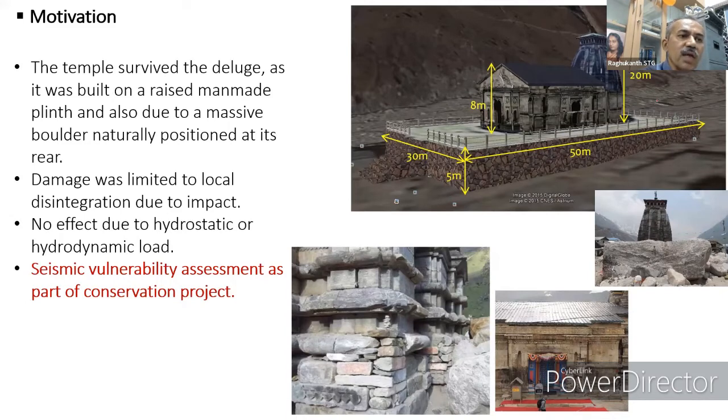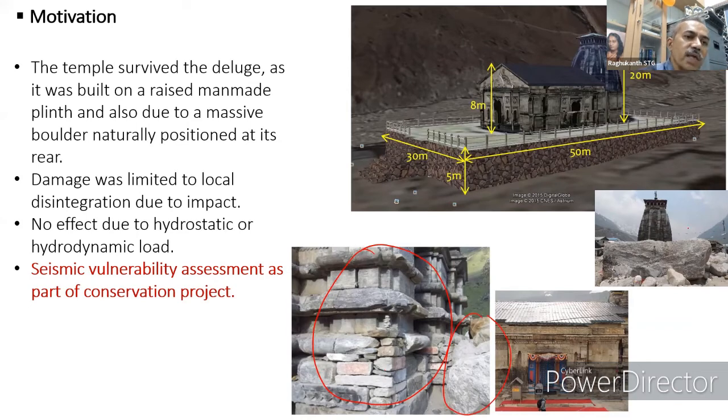But the temple survived. The reason was that it is built on a man-made plinth. You can see the dimensions: 50 meters by 30 meters for the temple complex, 8 meters for the plinth, and 20 meters for the height of the amlaka, that shikara or whatever they say here. You can see the backside wall. These are huge boulders, so they have hit the temple. Due to this impact, many of these walls got shattered.